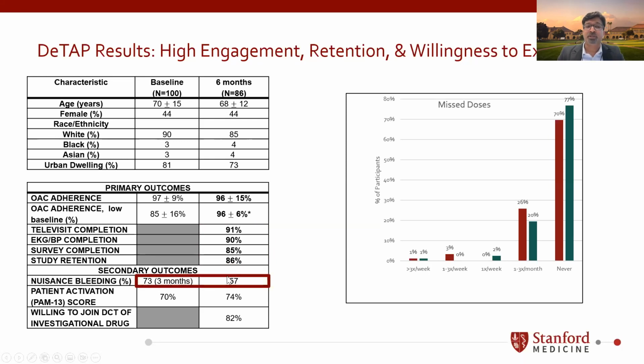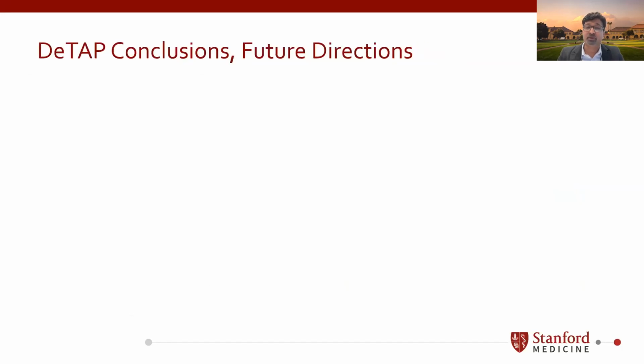We also had nuisance bleeding reported in fewer patients over time. Not sure of the significance of that, but interestingly, 82% of the patients who finished the trial said they were willing to join a DCT of 3 to 4 years duration with an investigational drug. This was very encouraging for us.